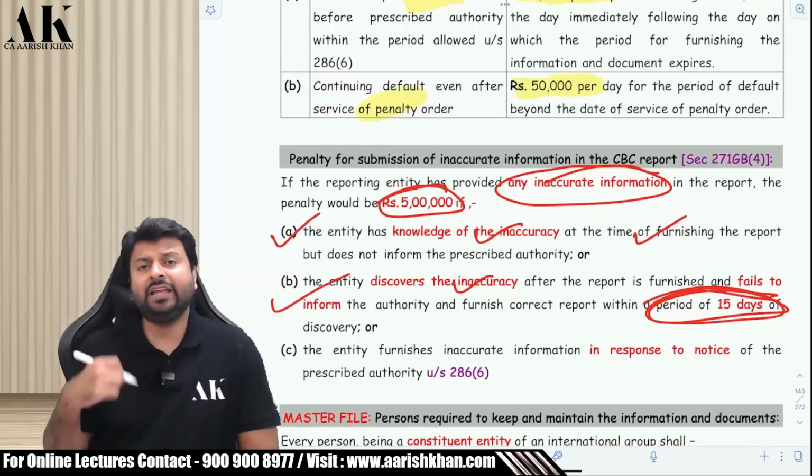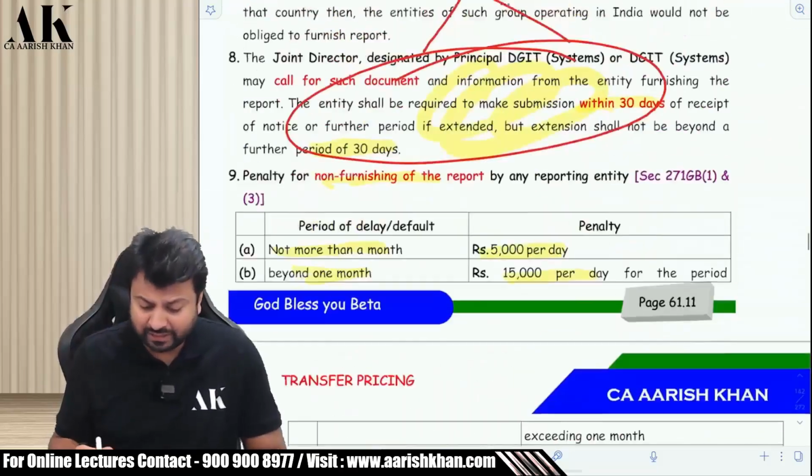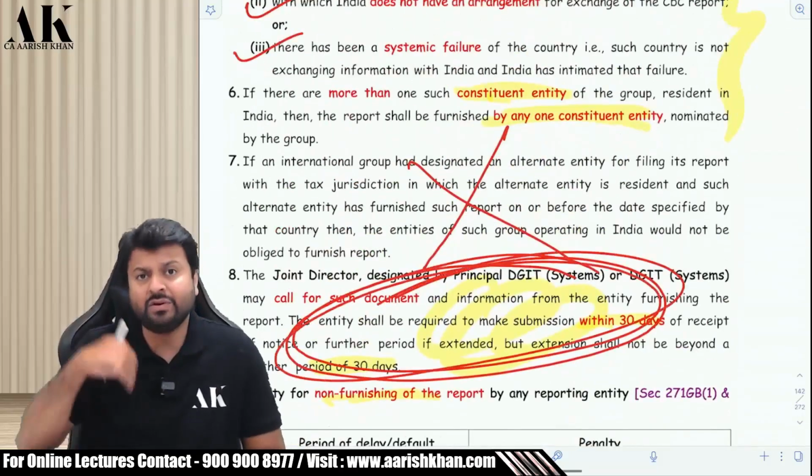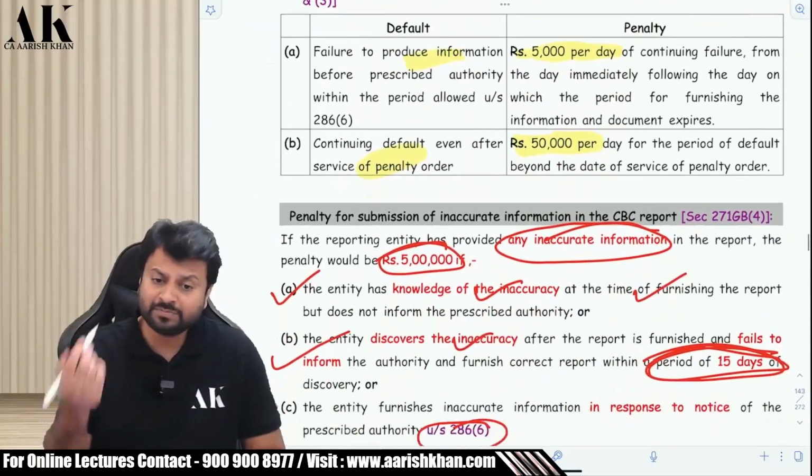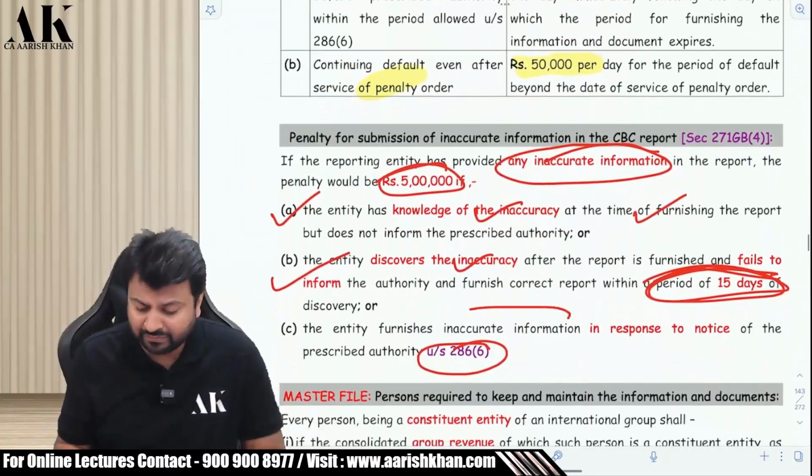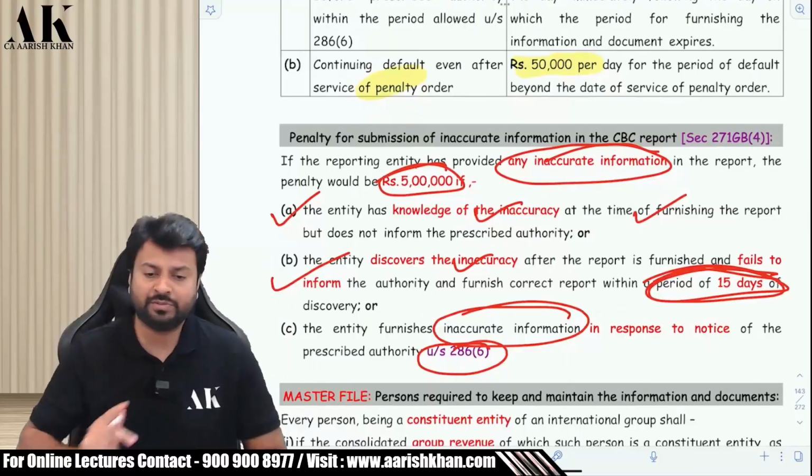Next. And if in response to the notice, if the department is asking you the information over here and you are responding in a wrong manner, giving them a wrong information, inaccurate information, then also there is a penalty of 5 lakh rupees. Check it over here, please.